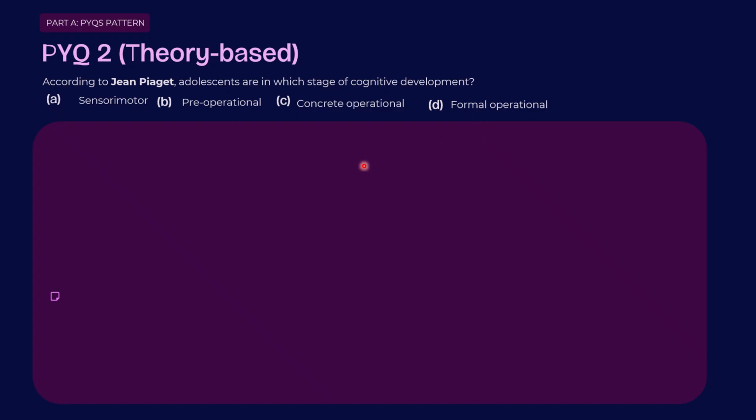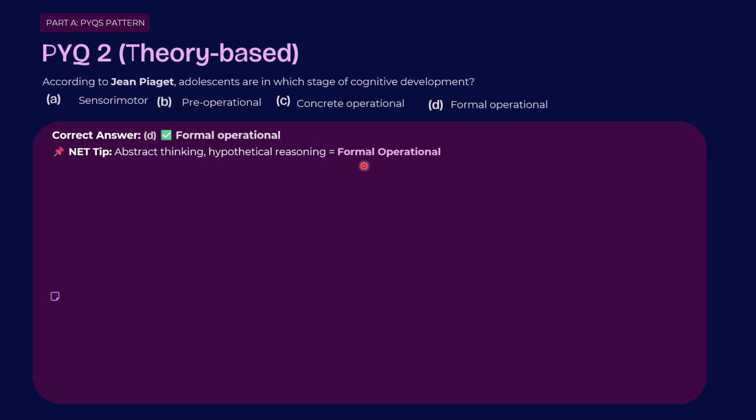According to Piaget, adolescents enter the formal operational stage from around 12 years onwards. In this stage, learners develop abstract thinking, logical reasoning, hypothetical thinking, and problem solving abilities. They can think beyond concrete facts and analyze situations logically. So we can analyze the incorrect options.